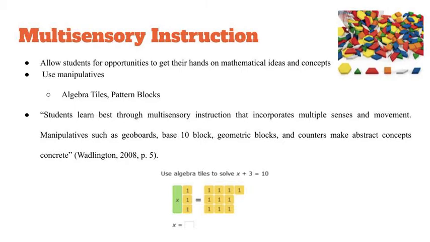One suggested way is multi-sensory instruction. In order to make abstract ideas concrete, we must allow students to get their hands on mathematical ideas and concepts as useful tools for solving problems. Give students the opportunity to use manipulatives such as algebra tiles or pattern blocks to explore concepts such as place value, arithmetical operations. This can help students to acquire experiences that help lay the foundation for more advanced mathematical thinking.